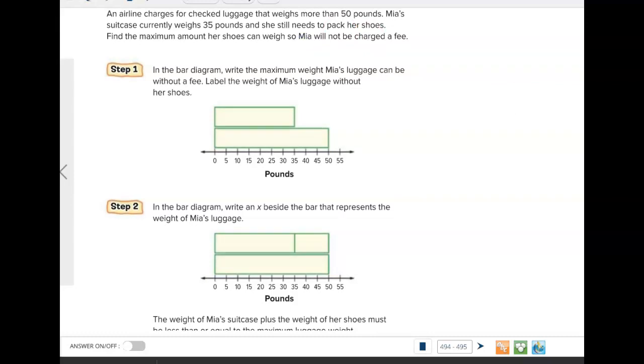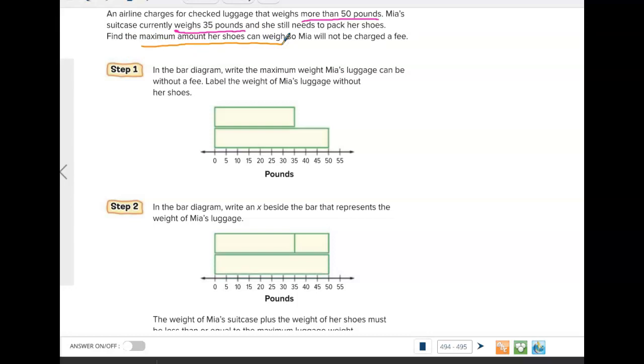Okay, so the first thing we need to do is underline what we know. We know that they're going to charge for a suitcase that weighs more than 50 pounds. We know that she currently has it weighing 35 pounds and she still needs to pack her shoes. We're going to find the maximum amount her shoes can weigh. So we're going to use a bar diagram this time.